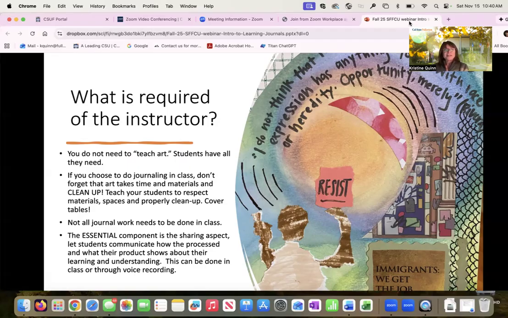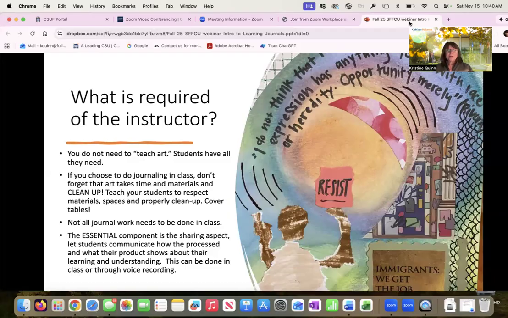If you choose to do journaling in your classroom, don't forget that art takes time and materials, and that there's also cleanup. So part of doing this in the classroom is to teach your students to respect materials and spaces and properly clean up. Don't forget to cover your tables whenever you're using paints and glue and oil pastels, all of those other things that can make our classroom very messy. So not all journal work needs to be done in class, especially if you have older students. Some of that work can be done at home as well.